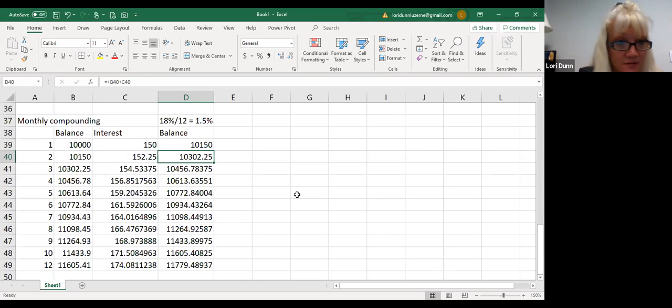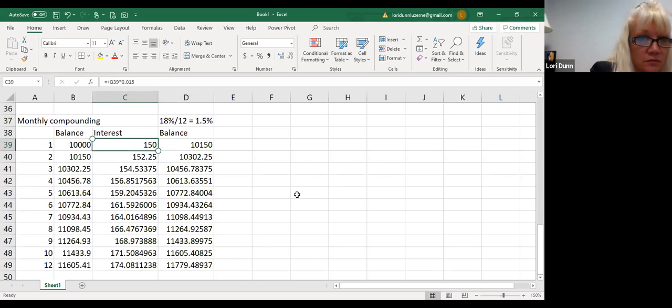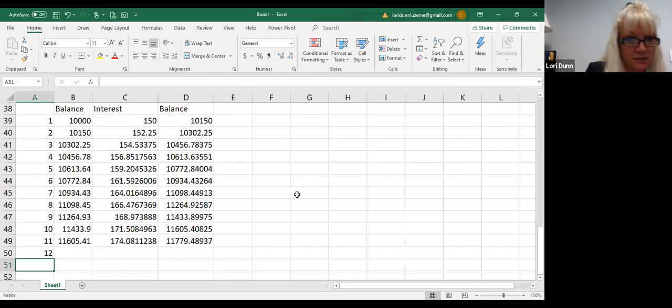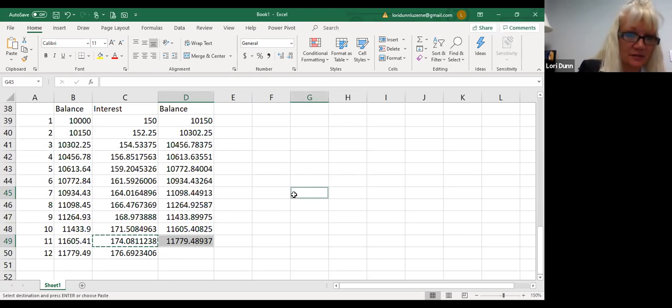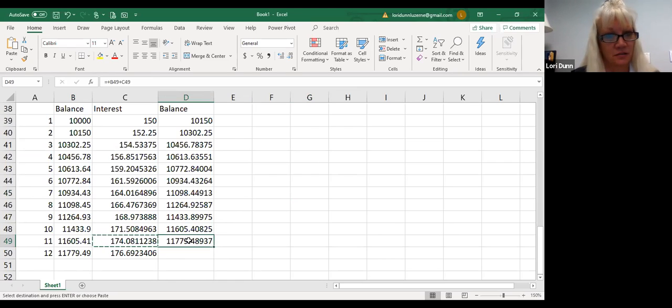The more times you compound, it should be higher. The interest is appropriately... Oh, there's why. Nobody caught me. I didn't do it for 12. Okay. Now it should be higher. Got to make sure you do 12 periods. All right, and then this. There we go. Sorry about that.